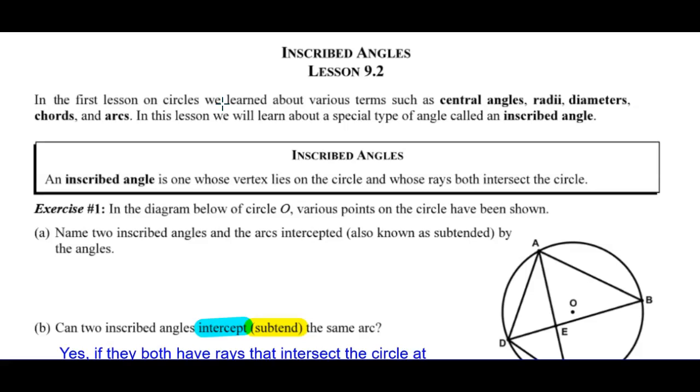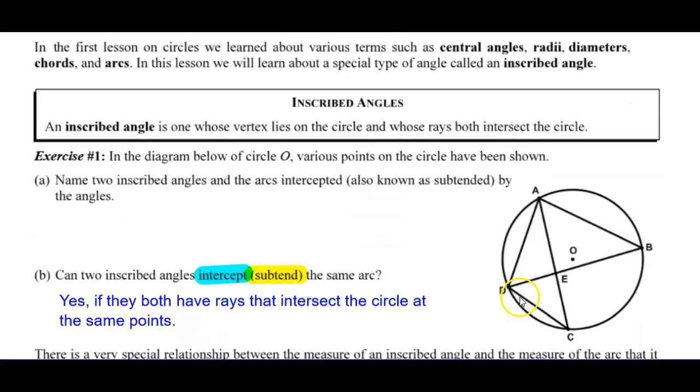Remember what that means, that the vertex would be on the circle's edge, and whose rays both intersect the circle. So as you look at a circle with a point on that edge, if you connect from that edge out to another point in two different directions, you essentially make two chords, so that the angle has to be formed by two chords, then you end up with what's called an inscribed angle.